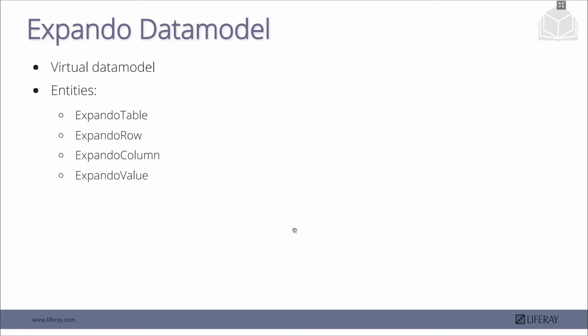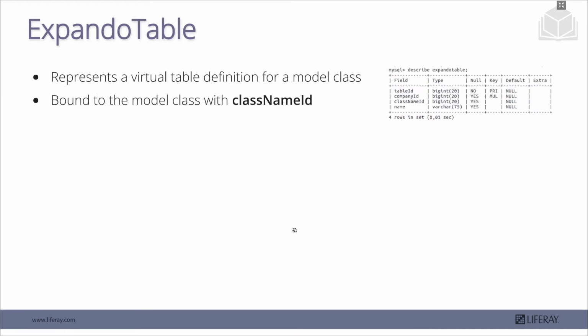Right, so how does the Expando API look behind the scenes? The Expando API consists of 4 different tables within our database. Now, it's the Expando table, Expando row, column, and value. So each one of these is a specific table within our database. Now let's take a look at how this maps to a specific entity that we might be modifying.